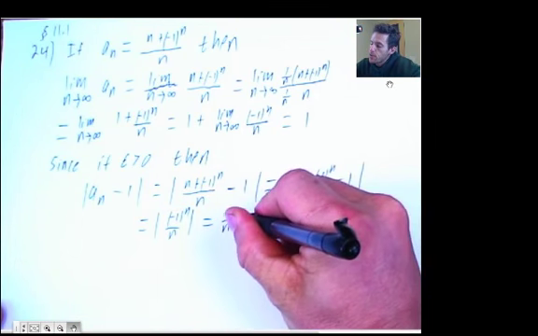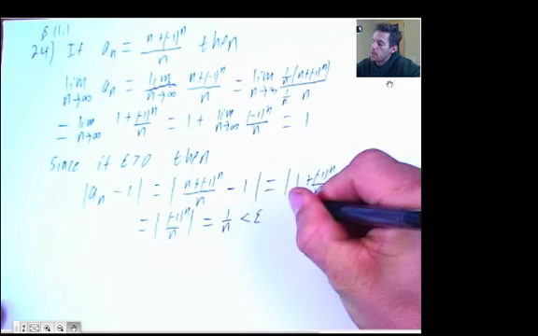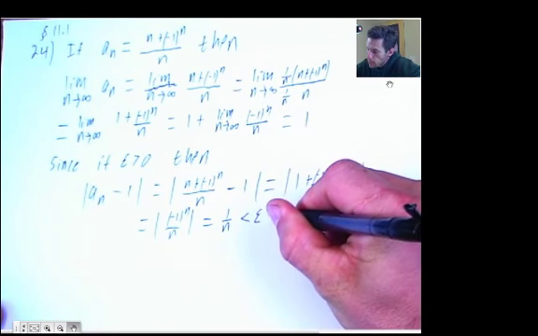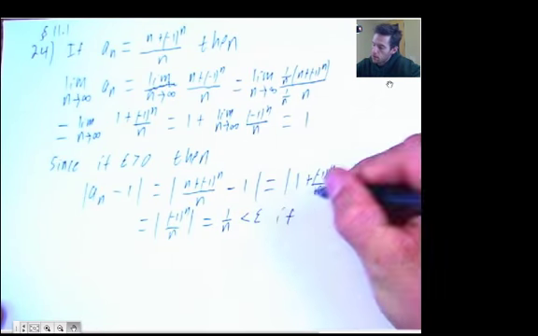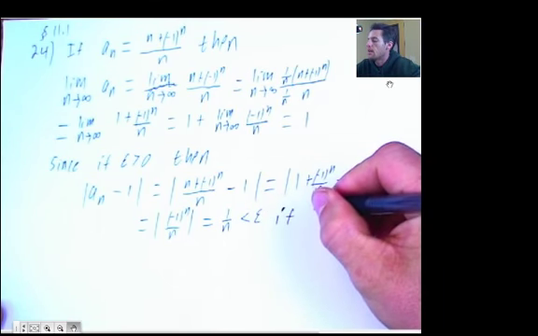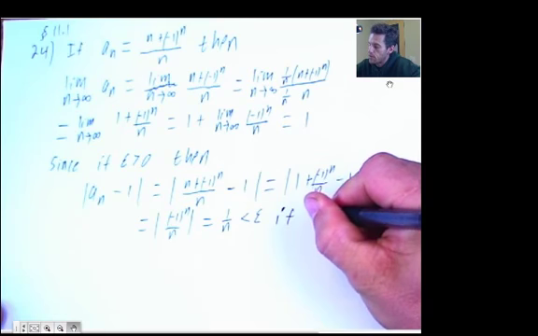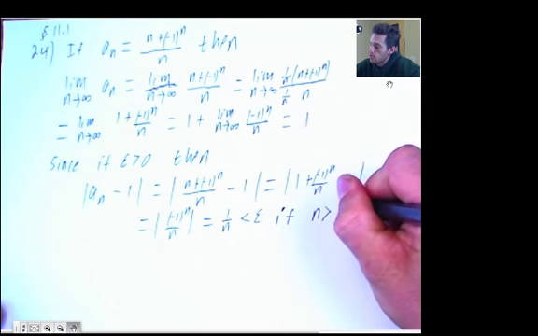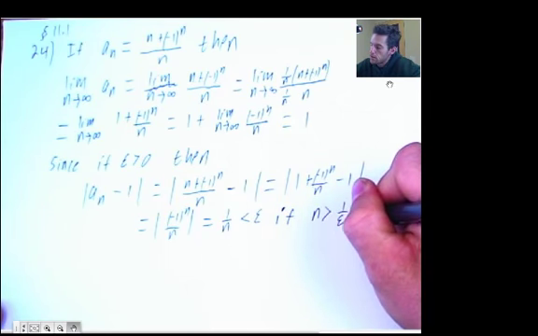Okay, so the idea, now that I've simplified a_n minus 1 quite a bit, is that I can force this to be less than epsilon by saying that it's less than epsilon if n is sufficiently large, in particular if n is bigger than 1 over epsilon.